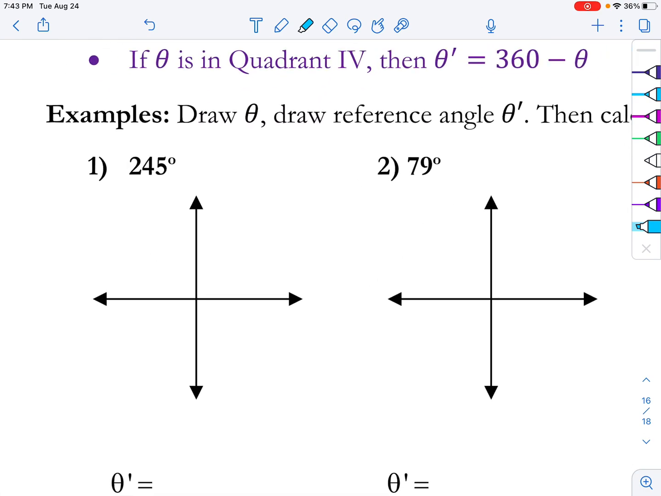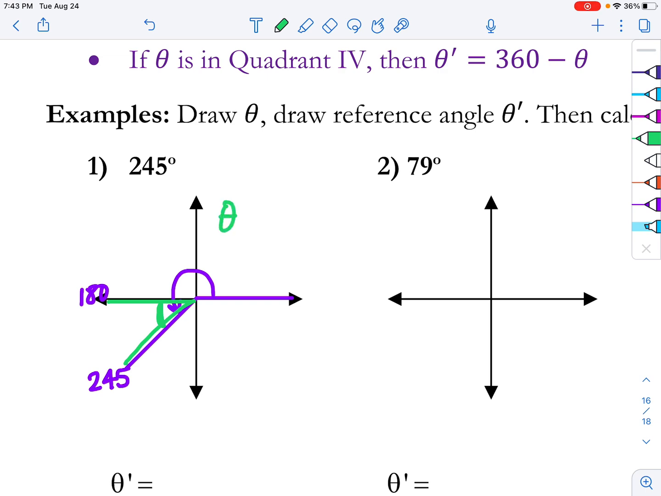First, we want to draw theta. Theta is 245. 245 is in the third quadrant because here's 180, here's 270, right? This is theta. Theta starts at the positive x-axis and rotates all the way around into the third quadrant. Our job is to figure out the reference angle. So this angle is the reference angle.